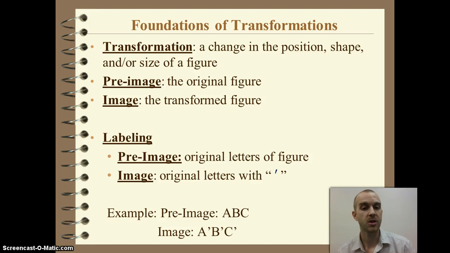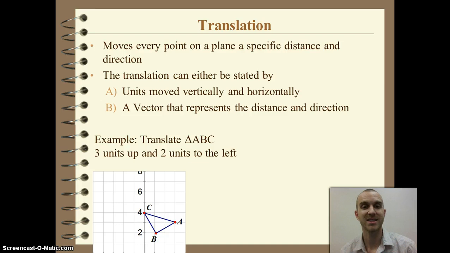When we label, the pre-image will get the original letters based on the vertices, whereas the image will get a tick mark, which we say is prime. So if we had the letters A, B, C in the pre-image, the image would be A prime, B prime, C prime. Our first transformation is the translation.